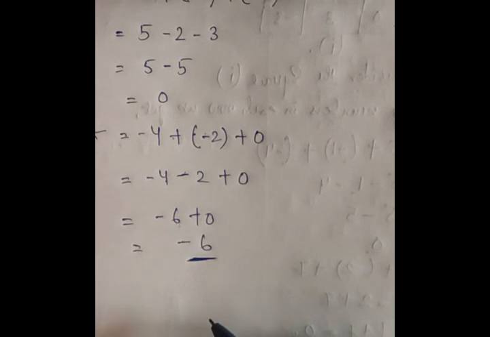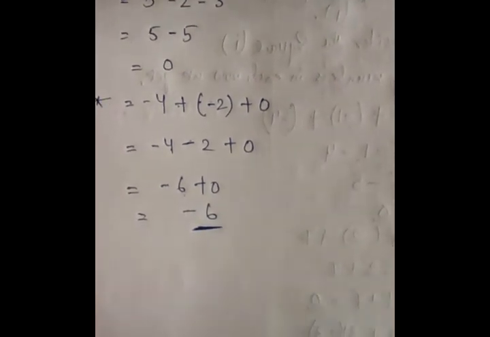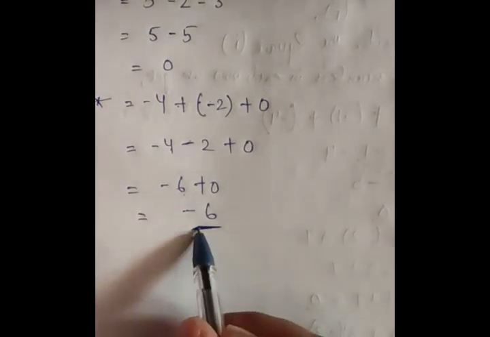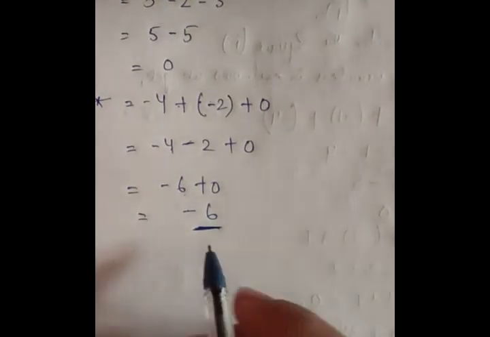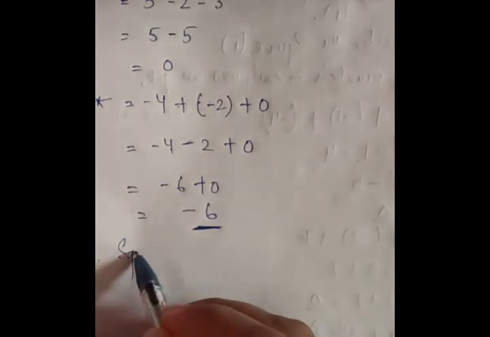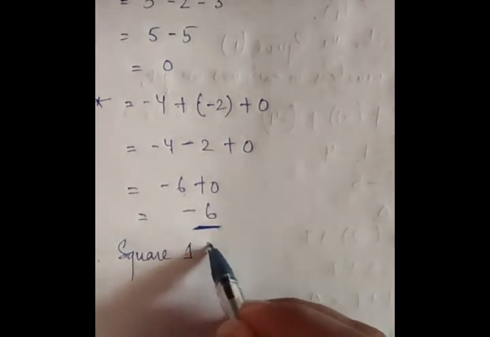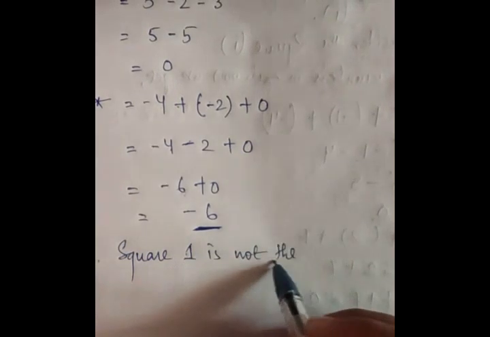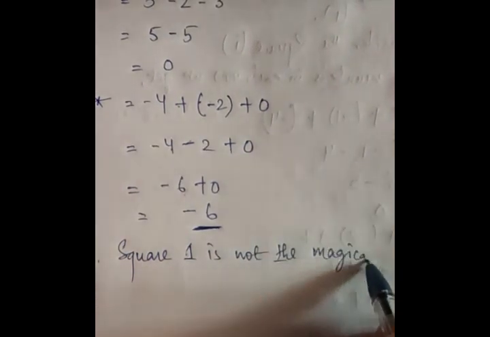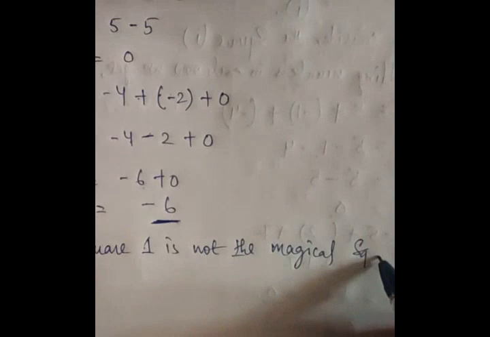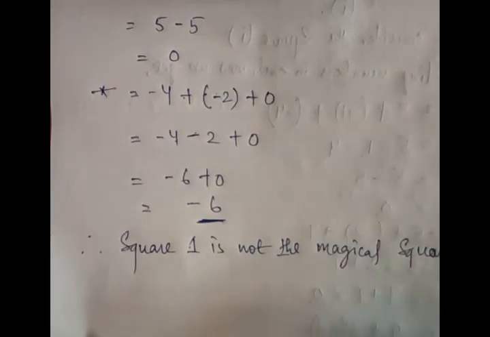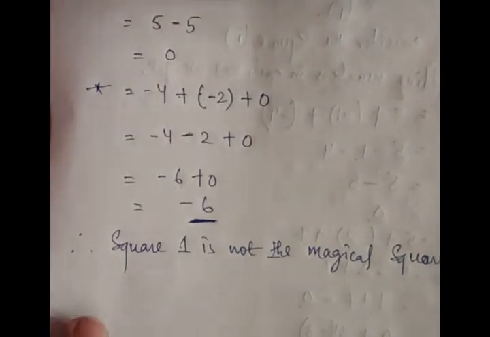If we could have got 0 here, then we could have considered this square as a magical square. But no, we will not consider this square as a magical square, because at the last we got a different number, that is minus 6. So therefore square 1 is not a magical square. Okay, not considered as a magical square.